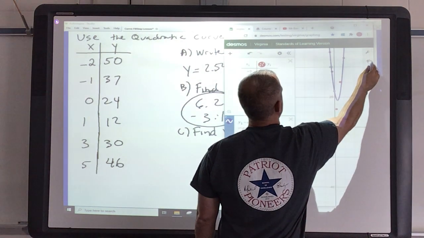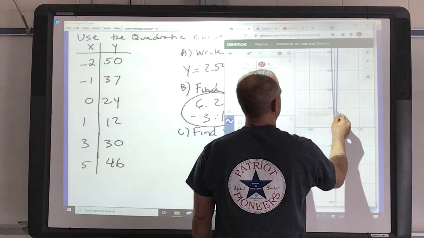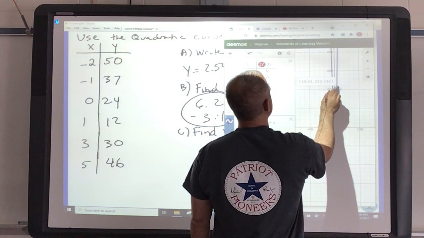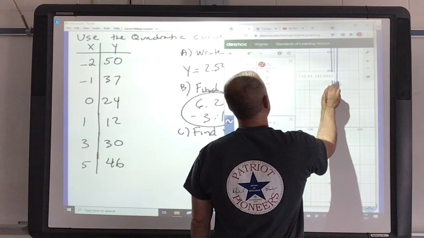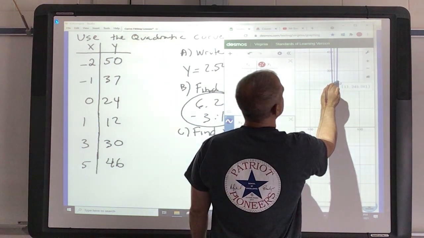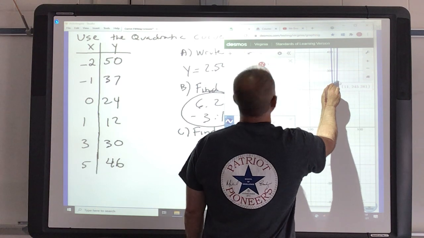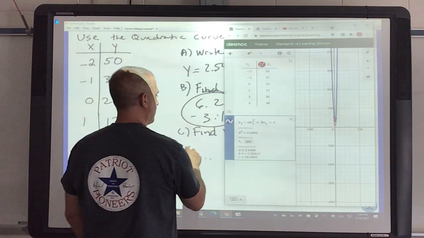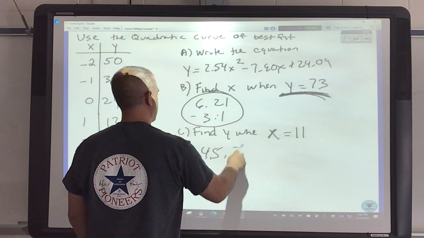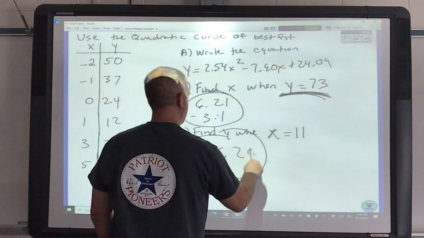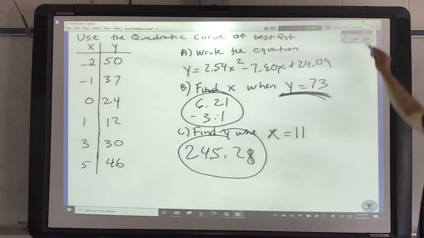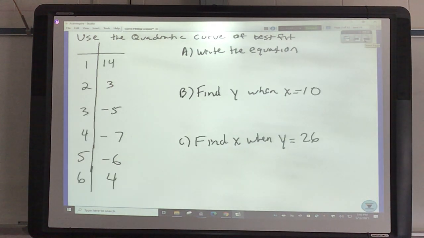I have to zoom out a little bit until I find the x value of 11. Scrolling. Yep, there it is: 245.28. So when you're checking the y values, you have to check twice. All right, let's do one more together.